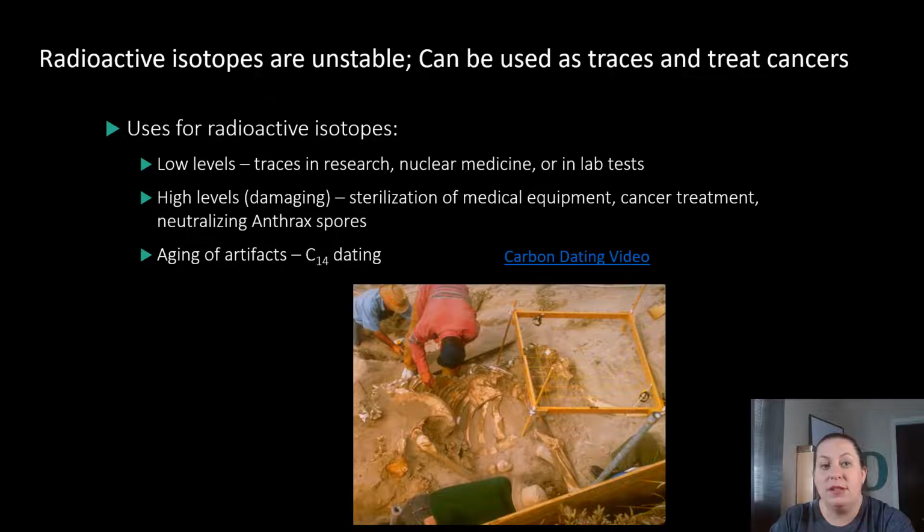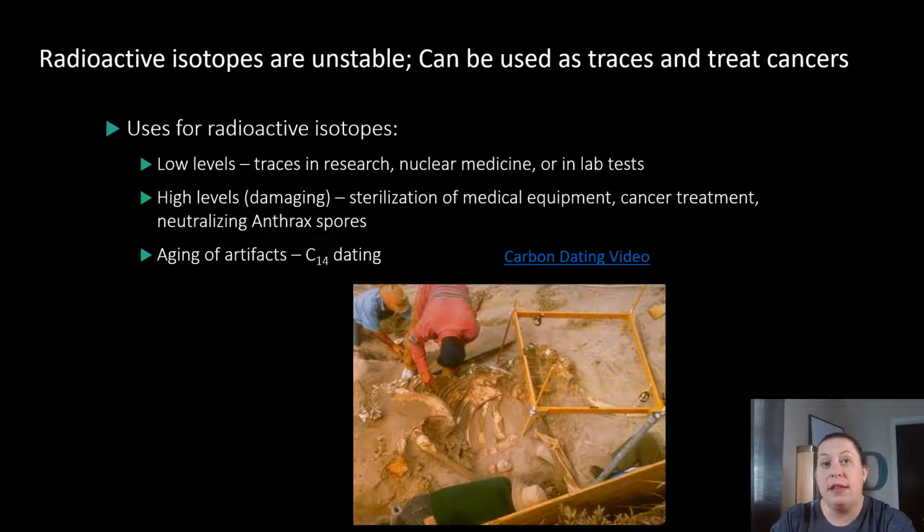Now, when we look at high levels of radioactive isotopes, they can damage things. And so they are used to sterilize medical equipment, and that's to kill off anything that could contaminate it. Like all those metal utensils they use in surgeries that they want to reuse, they will sterilize them using radioactive isotopes to kill anything that's on them.